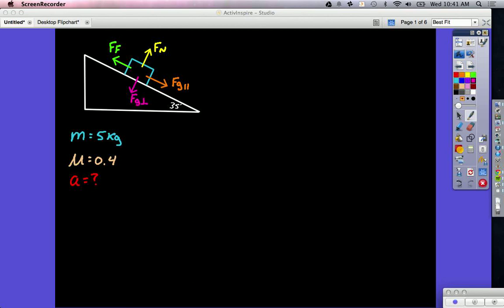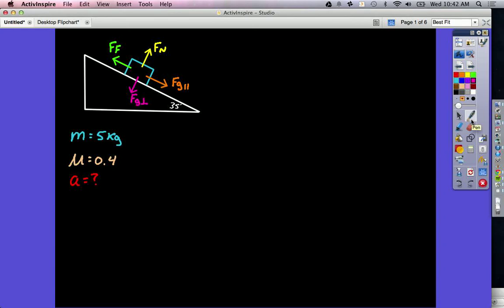We have a block sitting on a ramp, and our job is to figure out what the acceleration of the block is going to be. We drew the forces. We know gravity parallel pulls down the hill, friction's pulling back up the hill, and normal force and gravity perpendicular are in the positive and negative y directions.